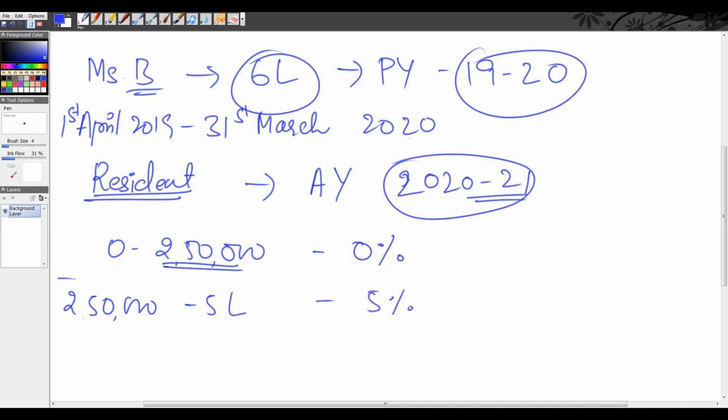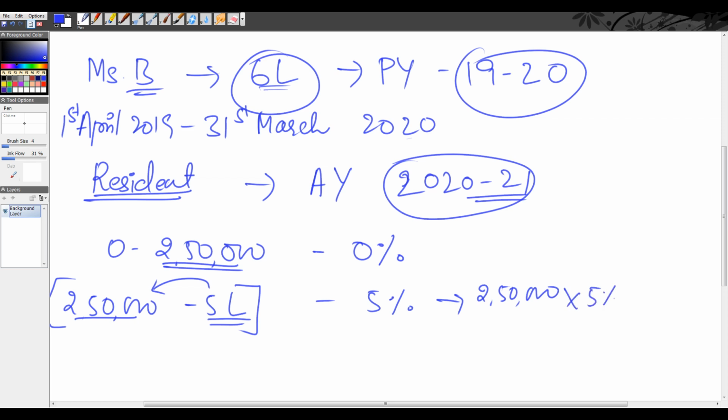On this slab, she is supposed to pay 5%. Now all we have to do is look at her total income. Her income is 6 lakhs. And has it crossed the upper limit of the next slab? Yes. Then her income in this slab would be 5 lakh minus 2,50,000, which is 2,50,000 again. So in this slab, she will be required to pay on 2,50,000, that is 5 lakh minus 2,50,000, which comes up to 2,50,000.